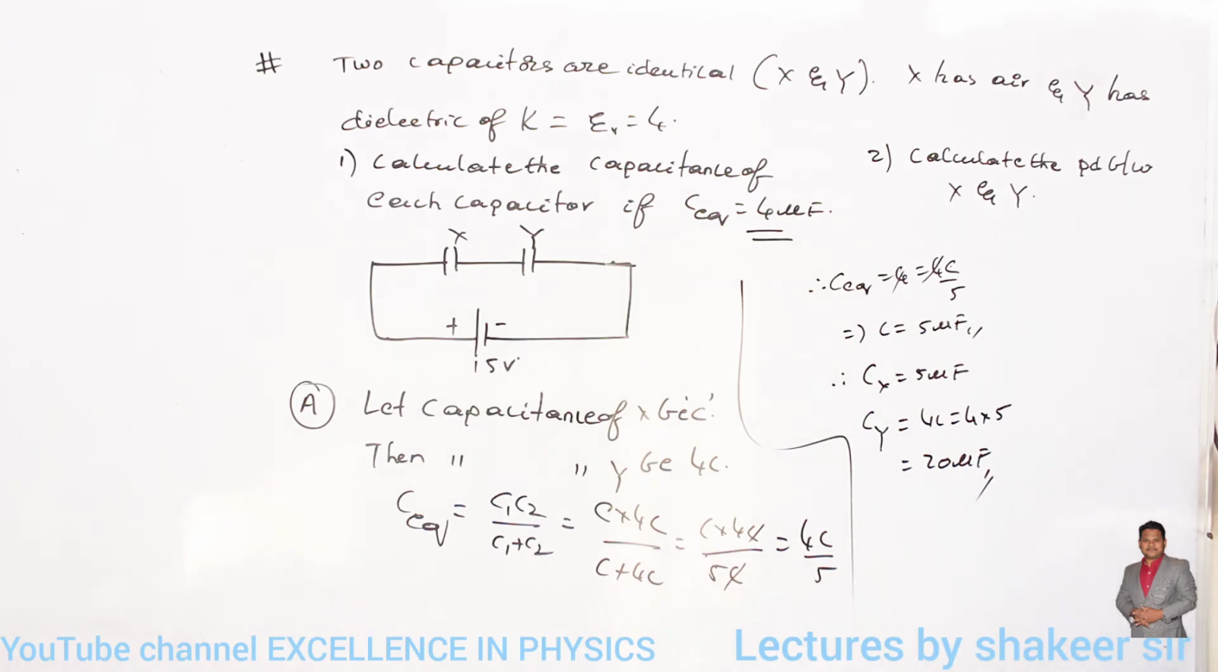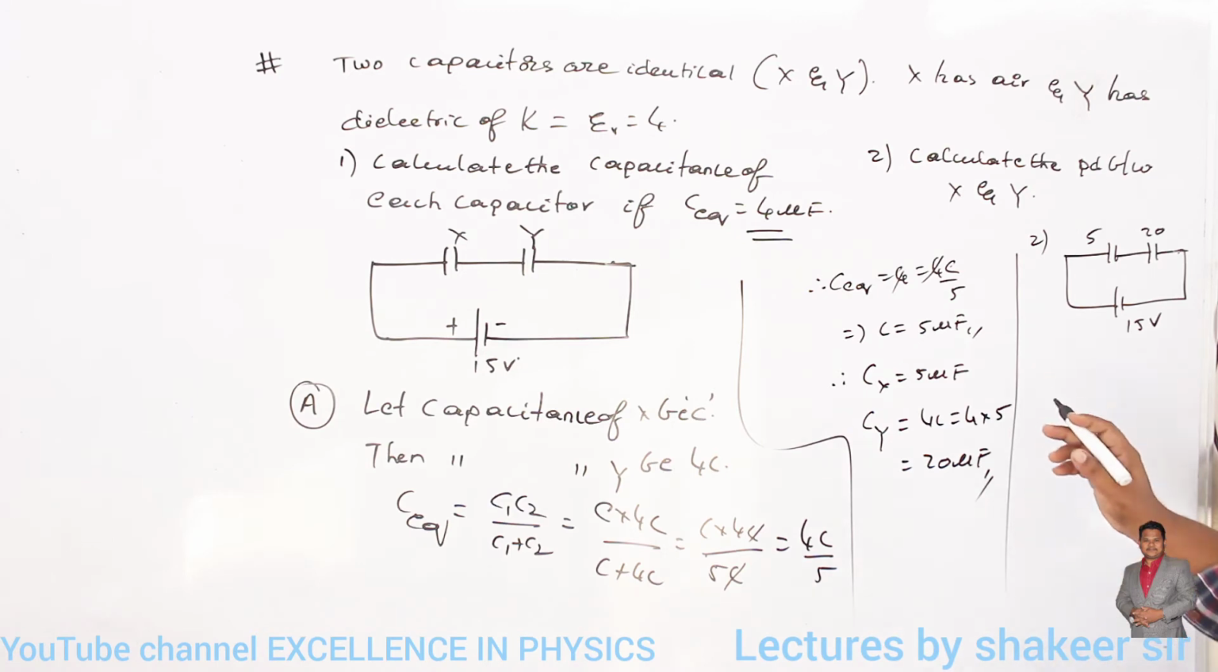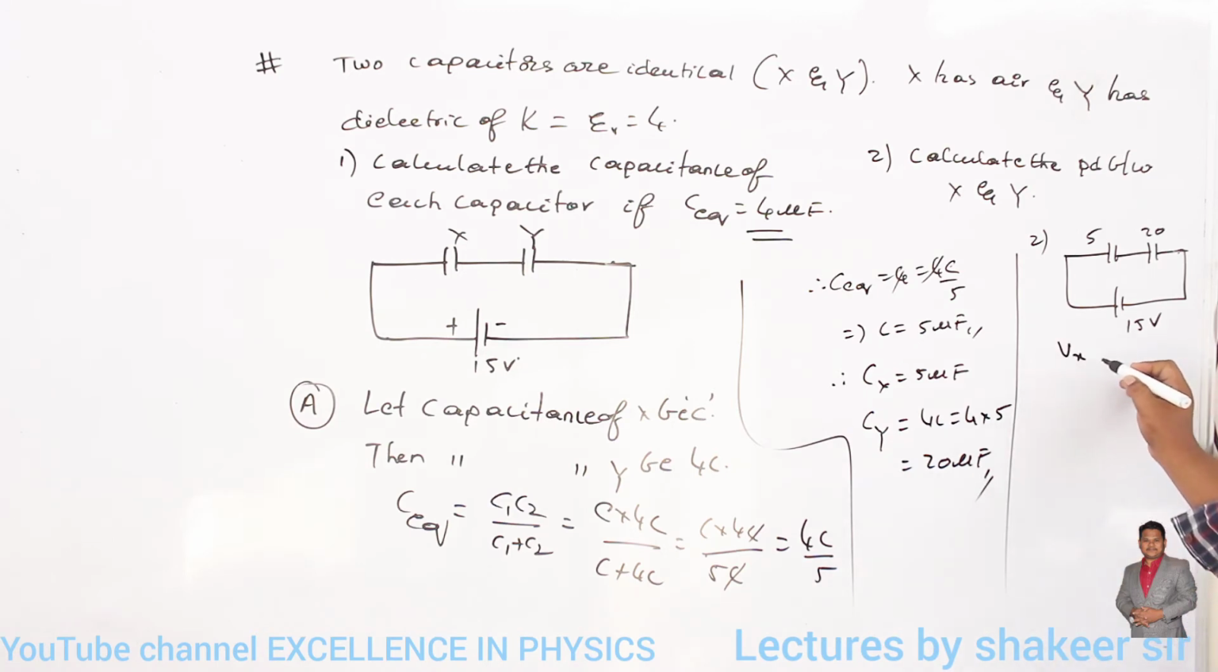Then what about the potential difference? How can I calculate it? This capacitor has a capacitance of 5, and this capacitor has a capacitance of 20. Both of them are connected to a potential difference of 15 volts. This is the given circuit. Therefore, how can I calculate the potential difference across X, and across Y?